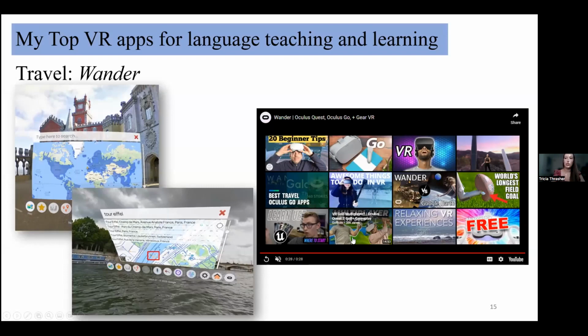And another thing that's interesting about Wander is they have a new feature. It's kind of like a time hop. So you can go to a location and you can view what that location looked like in 2021, 2019, 2017, and so on and so forth. And so if you want to talk about changes or how things have evolved, it's a really interesting way to do that with students.